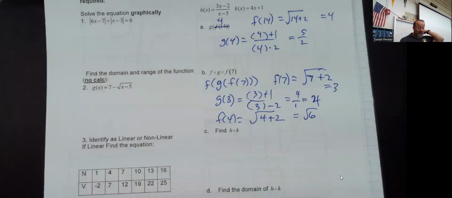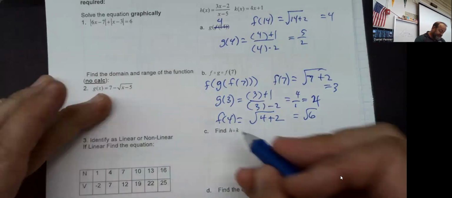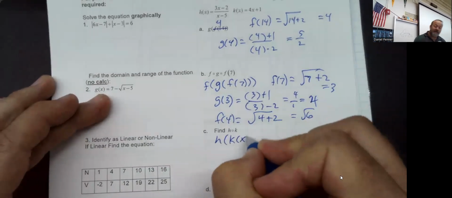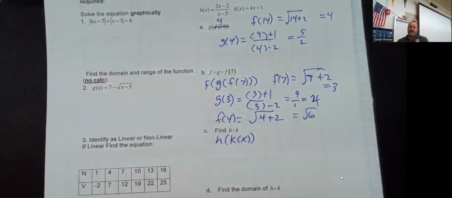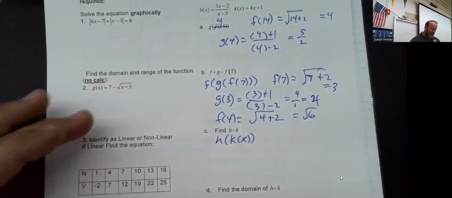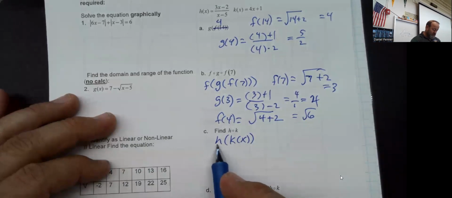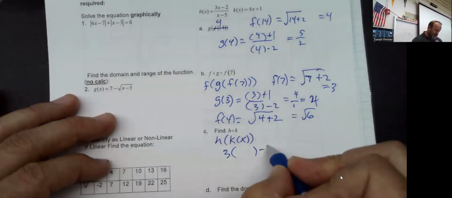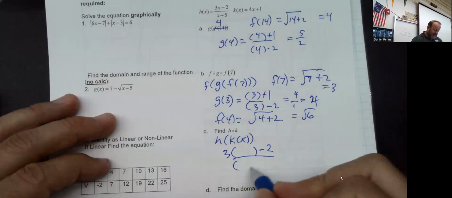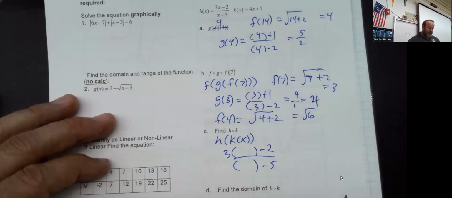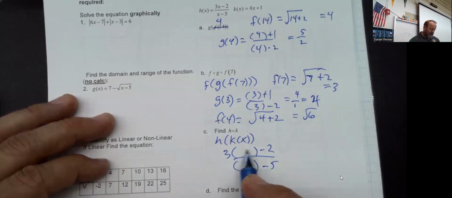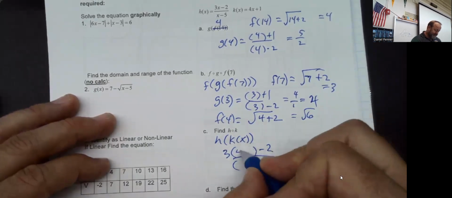Now, the last one is not really a very difficult one. It's the composite of h of k. Again, this is a different version of saying that same exact piece of information. So I'm going to go find the exterior function h, which is 3x minus 2 over x minus 5. But in each of those places, I'm going to stuff the number k of x, or the equation k of x here and here, which is x plus 1.